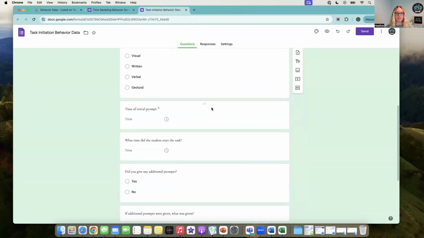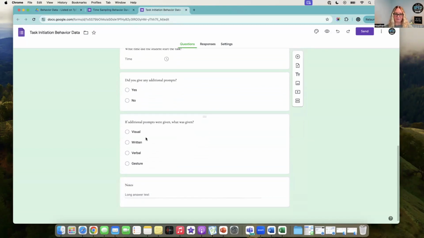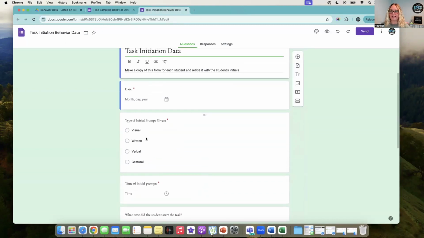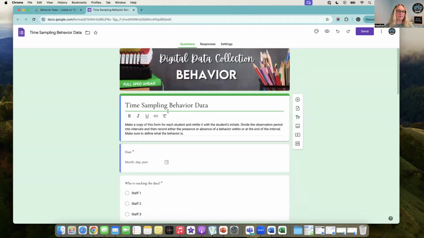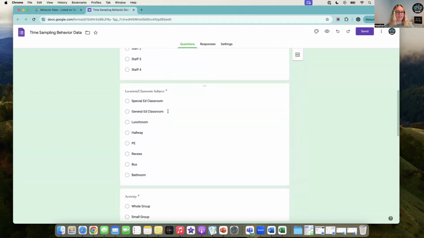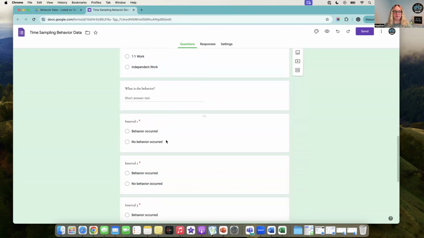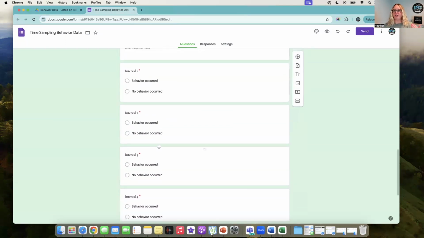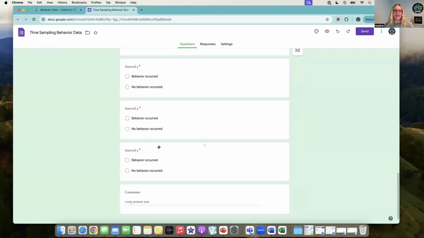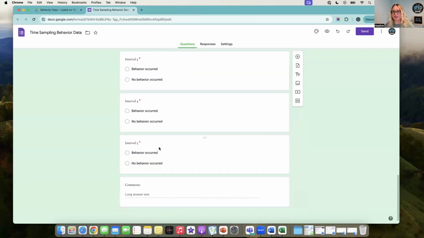Task initiation, so what time did they start the task? What time did they end the task? All of those types of things. With task initiation we're looking at how long did it take? Did they need additional prompts? That kind of thing. And then, of course, time sampling, just taking that random time sampling. What was the behavior? Did it happen? Did it not happen? And you're just looking at each interval, whatever interval you've decided, and saying the behavior occurred or the behavior did not occur.